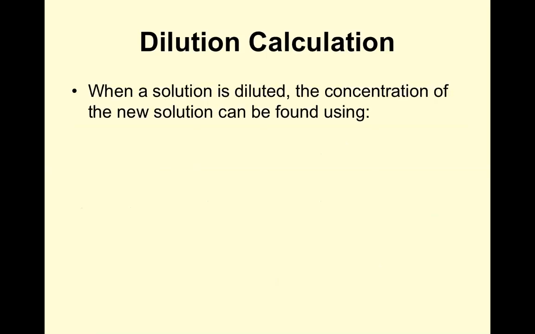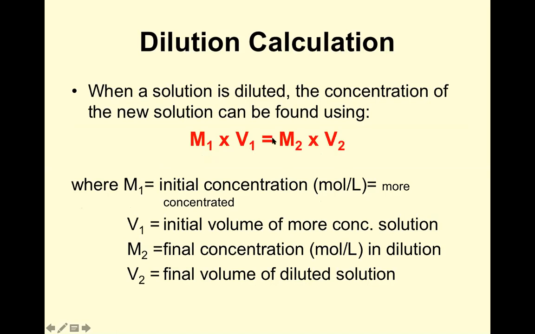All right, so let's look at how to do dilution calculations. So when a solution is diluted, the concentration of the new solution can be found using this equation. M1 times V1 equals M2 times V2. This is the starting concentration times the starting volume is equal to the ending concentration times the ending volume. Okay, so this is what we have to use whenever we are looking at dilutions.